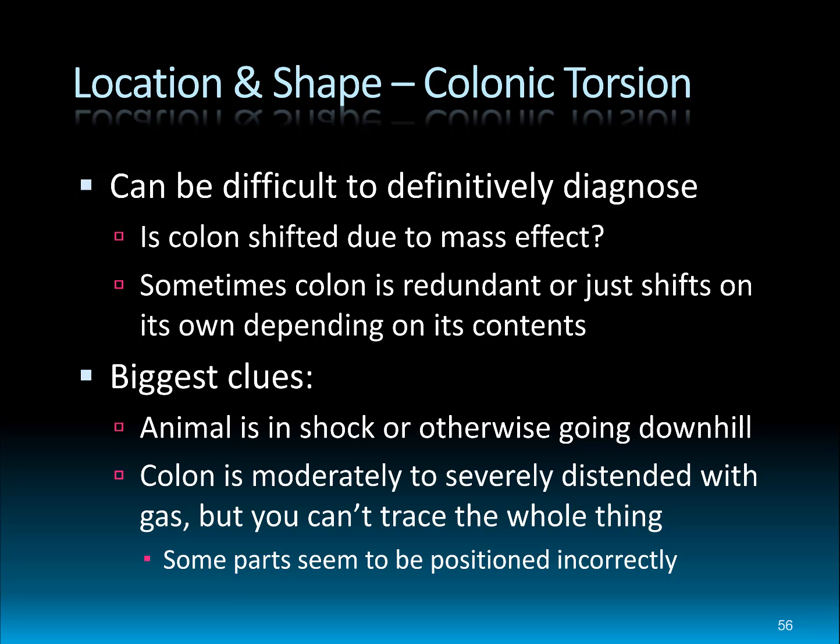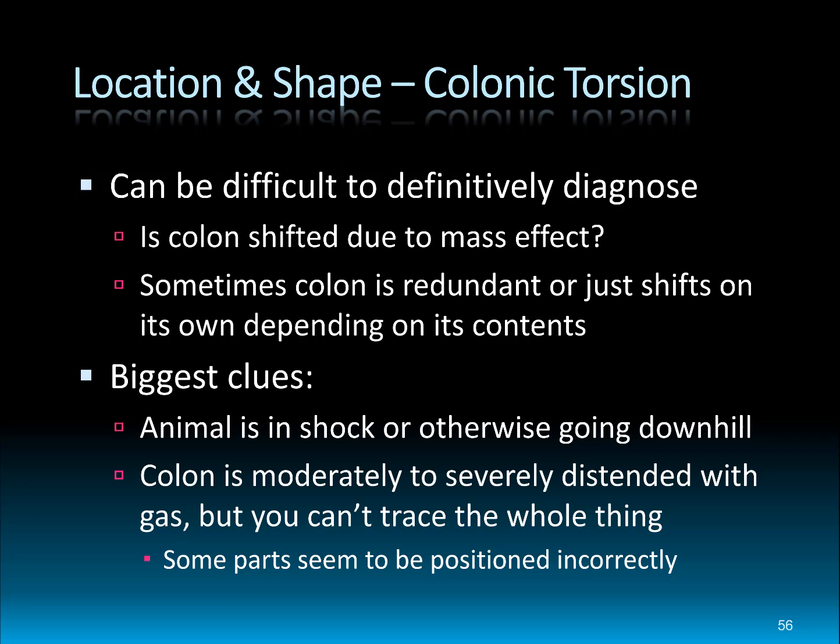The big clues are going to be some clinical clues, i.e. the animal's really sick. If there's a mass pushing the colon, usually those animals are not shocky, whereas in the case of colonic torsion, they usually are a lot sicker. The other thing is to radiographically look and see where is that colon. Again, is it all on one side of the abdomen? Because it really doesn't all belong on one side. Even with redundant colon, it kind of crosses back and forth. So if the whole colon is all on one side of the abdomen, that's a concern.